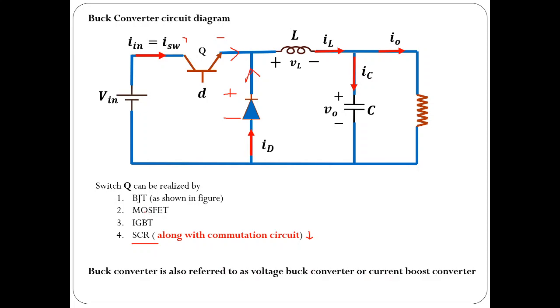Now one more important thing that you need to remember is that the buck converter is also referred to as a voltage buck converter or current boost converter. As I explained in the very first slide of this lecture, the output voltage would be less than the input voltage, so it is also known as a voltage buck converter. In order to maintain the power balance, the output power must be the same as the input power, assuming all the elements are ideal. In that case, the output current must be more than the input current. Then only can the power balance be maintained. So it is also known as the current boost converter, because the output current is more than the input current.